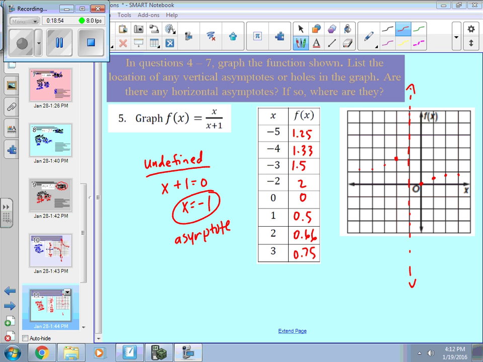All right, let's see how you did. If you put the bottom equal to 0, you should see that it's undefined at -1. Since it doesn't cancel with the top, that's going to be an asymptote. You can see on the graph there is an asymptote drawn at -1. Here are the values you should get if you plug those x values in.